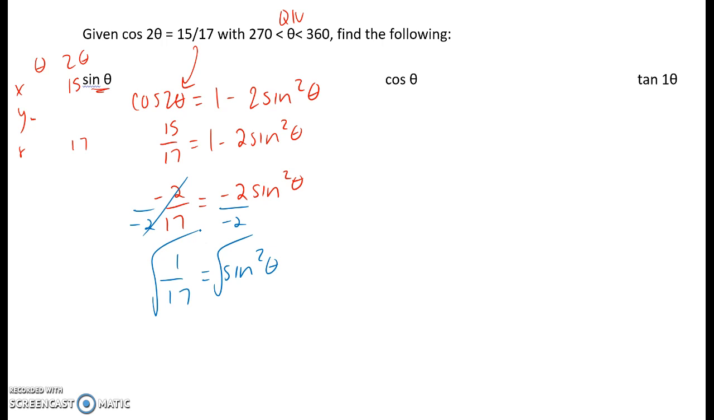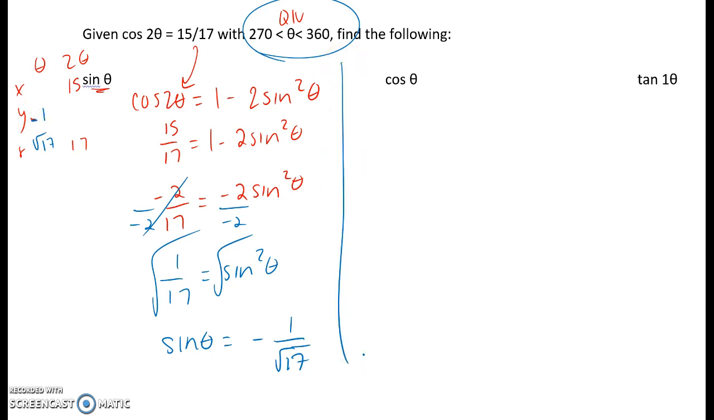Normally we would have a plus or minus and we wouldn't know if the sign was positive or negative. However, we were told that theta was in quadrant 4, so we know y is negative. So I can say that sine of theta equals negative 1 over root 17. When you write your answer on the blank, you want to give your answer rationalized. However, for your XYR chart, it's a lot easier to leave it in unrationalized form, because the numbers are much simpler to work with. So for right now, I'm going to leave it that way in the XYR chart.